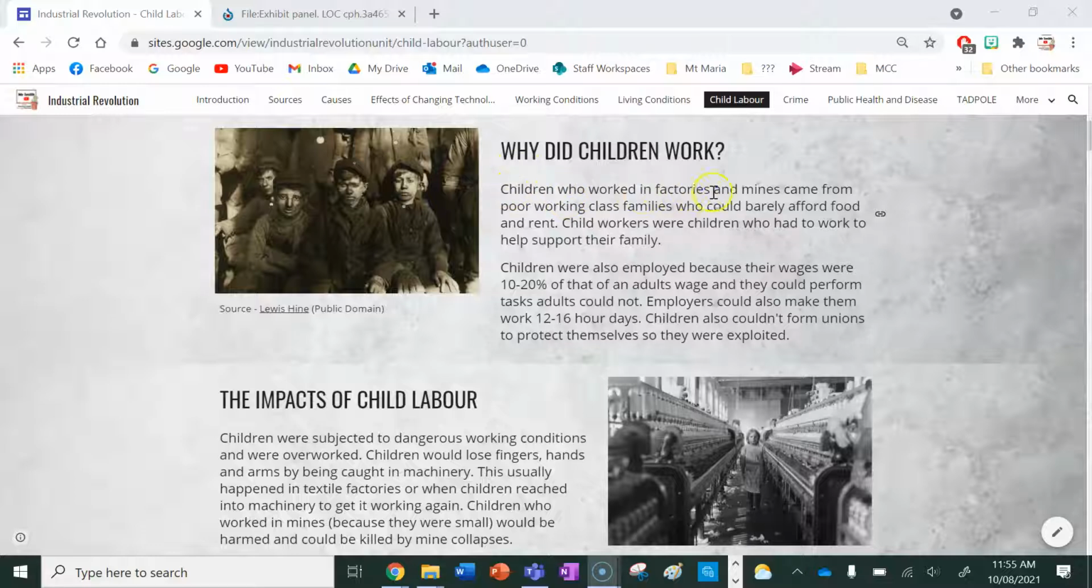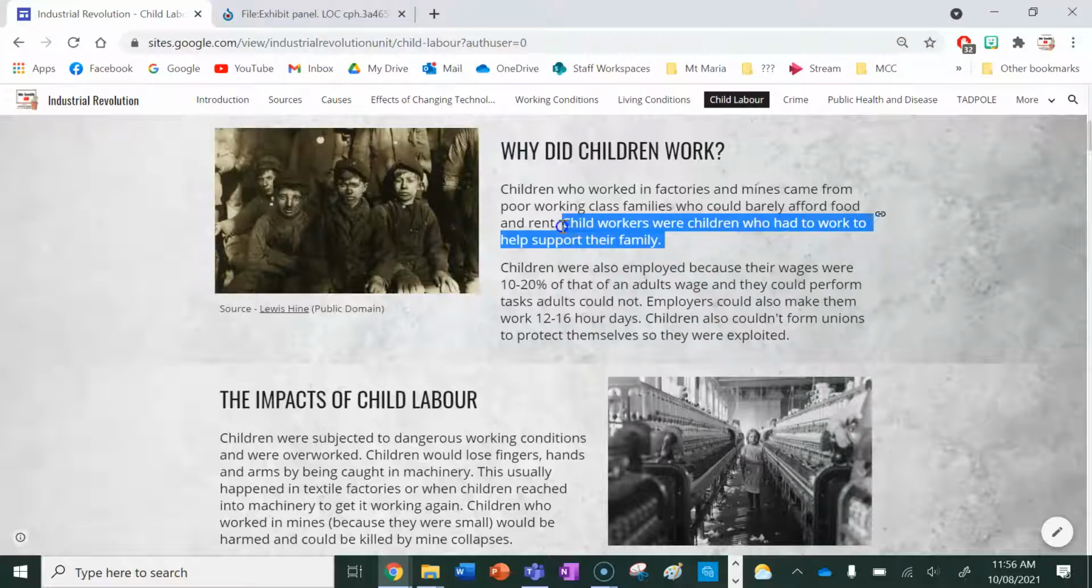Children who worked in factories and mines came from poor working class families who could barely afford food and rent. Child workers were children who had to go to work to support their family. Children were also employed because their wages were 10 to 20% that of an adult's wage, and they could perform tasks adults could not. Employers could also make them work 12 to 16 hours a day. Children also couldn't form unions to protect themselves, so they were exploited. So these are the main reasons why kids worked.